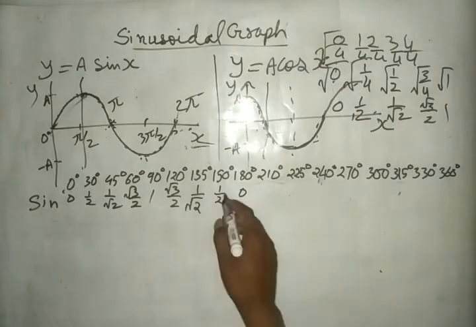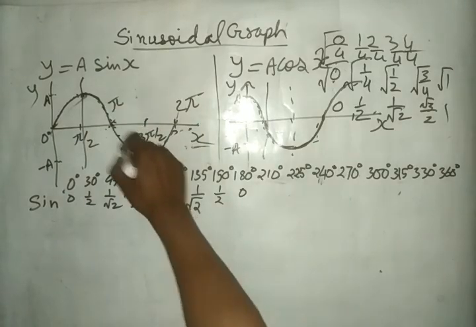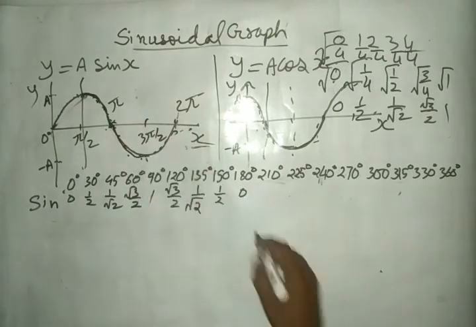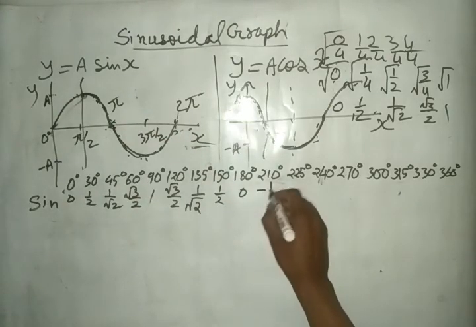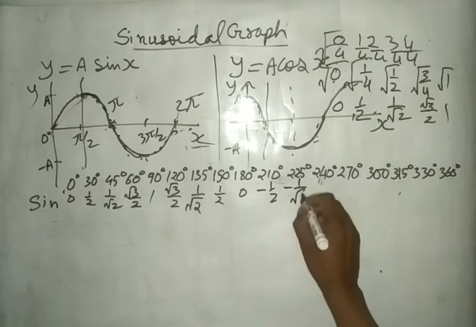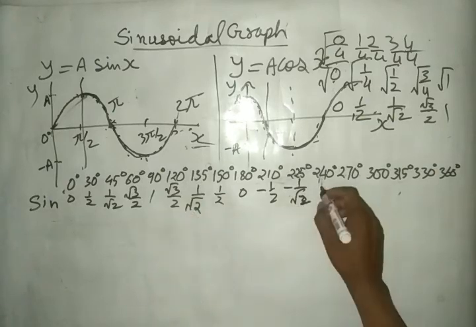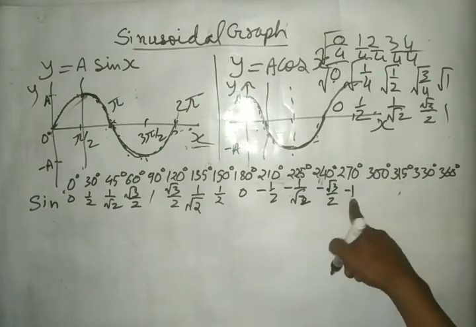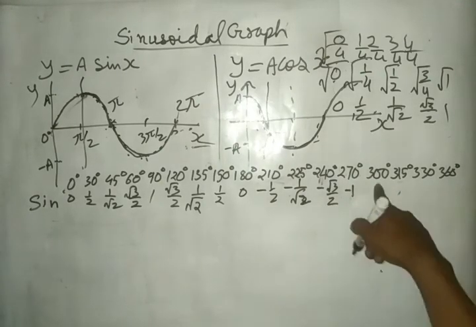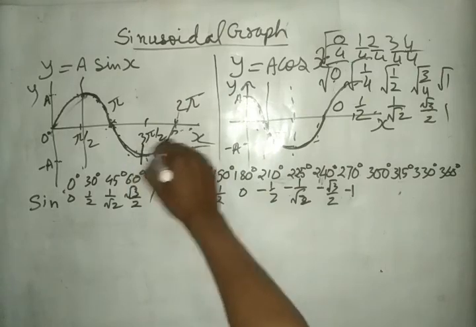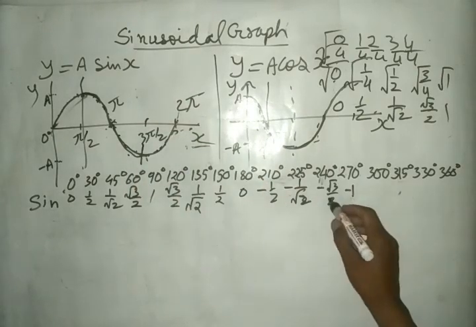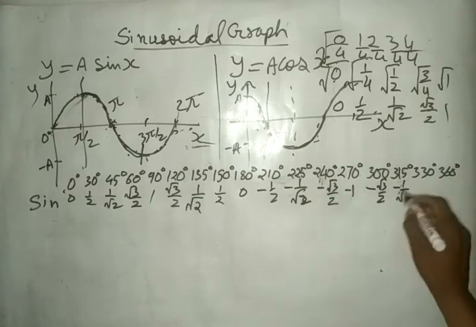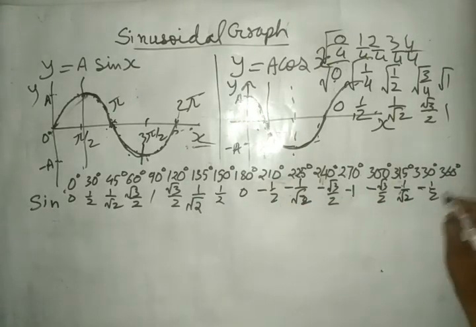All right, now once again this is also varying, but in the negative sense. So this will go here with a negative sign, this will go here with a negative sign, this will go here with a negative sign, and this will go here with a negative sign. So sine 270 is minus 1. And now for 300, again a mirror image for each of it. So its mirror image will go here with a negative sign, minus root 3 by 2, then minus 1 by root 2, and then minus 1 by 2, and again 0.